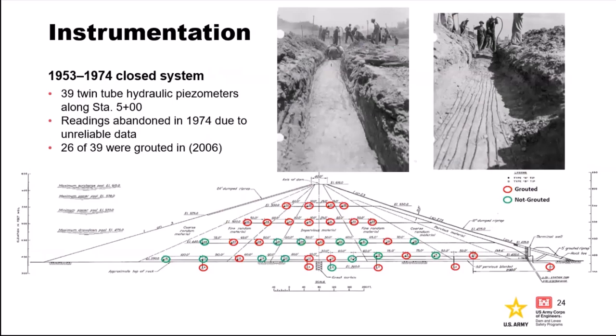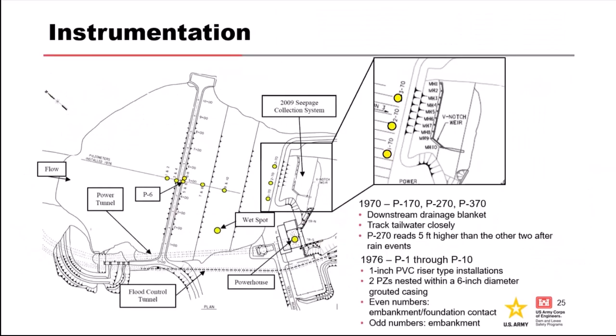So that was a little bit of an interesting aha, and that was a result of digging through project documentation that we discovered that. So what they did, this is Vicksburg District in the Corps, they knew that they needed to have a monitoring system. So this slide shows a plan view of project instrumentation.